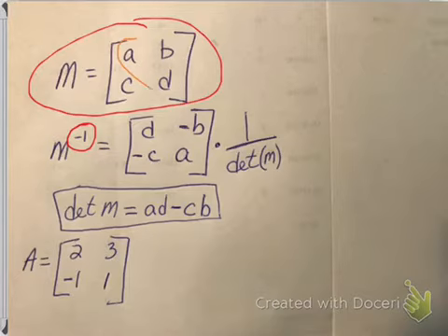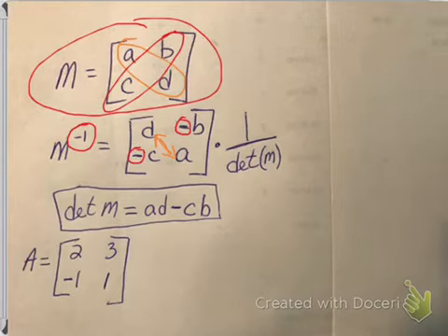You take the A and the D and you trade places. So you just switch those two. And the other diagonal, C and B, you just slap a negative on those, okay? So you switch the diagonal, A and D, and then you change the sign of C and B. And then you multiply by 1 over the determinant, okay?